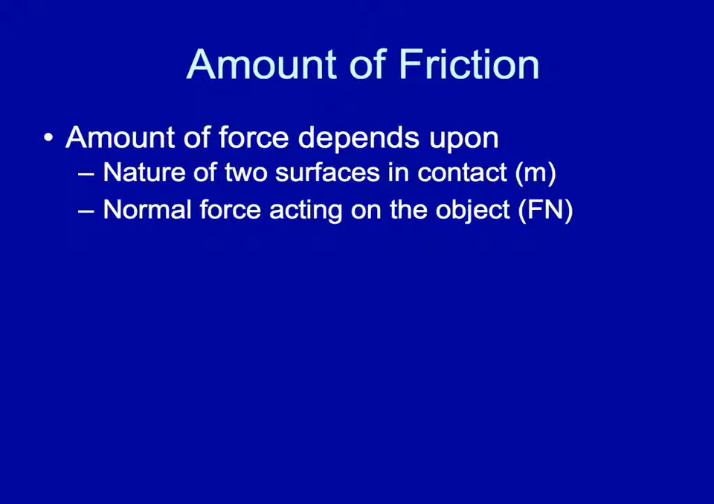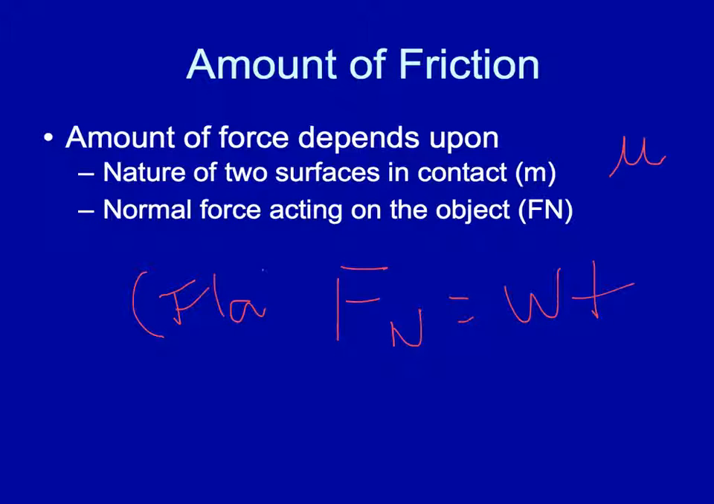Now, the amount of friction force depends upon the nature of the two substances in contact. And that's the Greek letter mu, which didn't show up as mu. Mu looks like this. It looks like a U with an extra leg. And then it also depends upon the normal force of the object. When you're on a flat surface, the normal force is equal to the weight. That's all we're going to deal with right now. Eventually, we'll add in things that aren't flat, but right now, that's good enough.